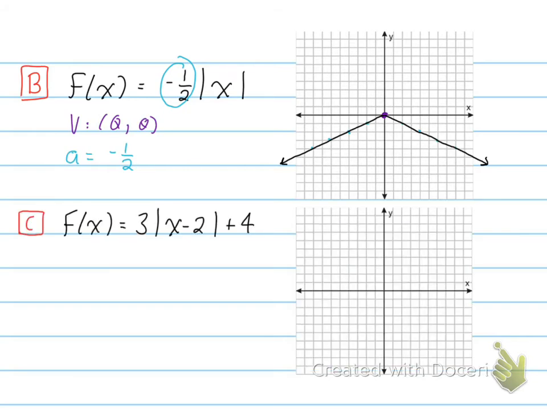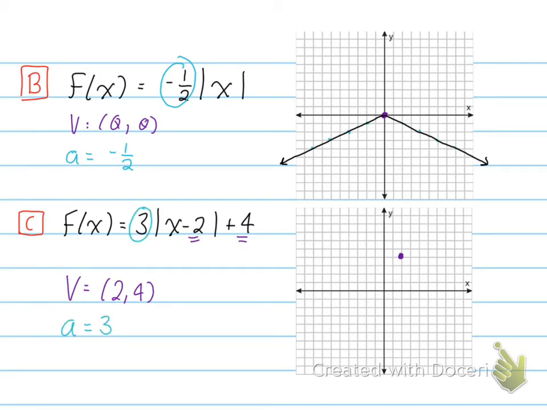One last example, I have f of x equals 3 times the absolute value of x minus 2 plus 4. So here I have 2, 4 as my vertex. Again, keep in mind, I saw minus 2. That means positive 2 is my x-coordinate. I plot the point 2, 4. My a value is 3.